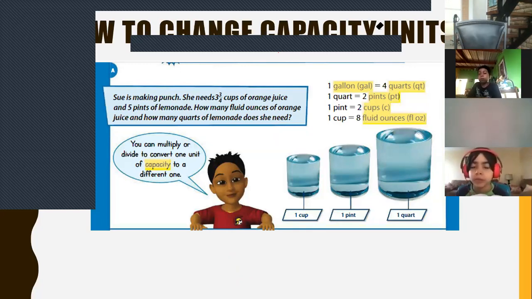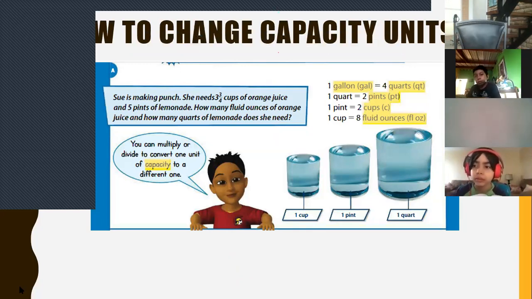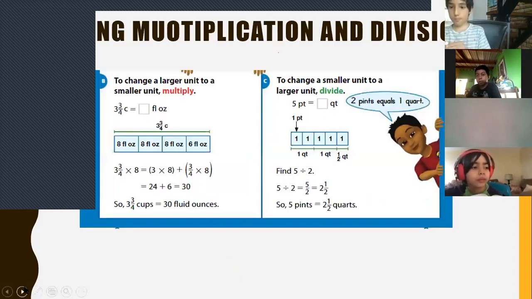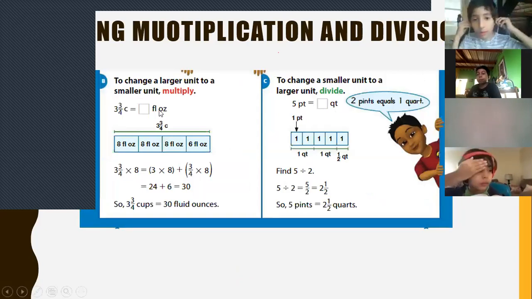So, what we have to do this, guys? We have to divide and also we have to multiply. First of all, you have to multiply the cups into what, guys?